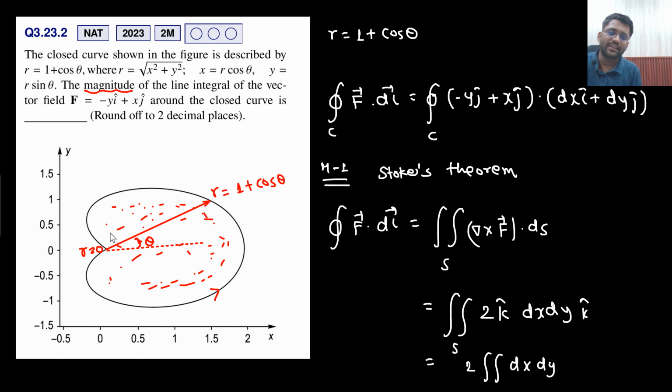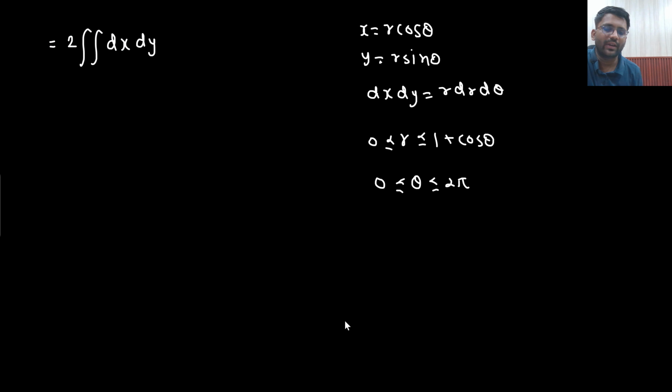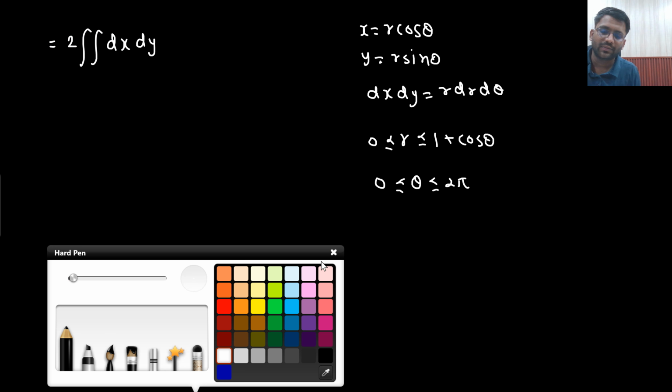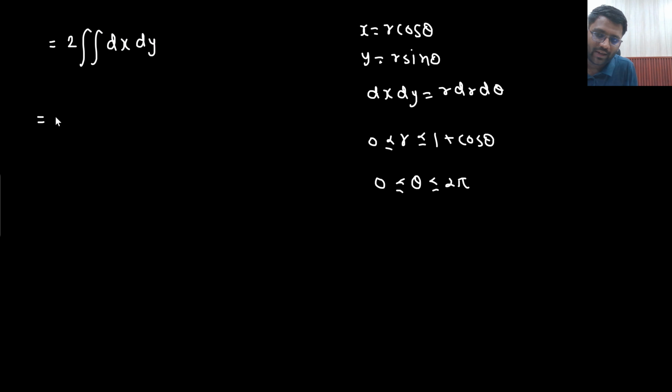But you can notice one thing, sir, whatever I am getting from 0 to pi, the same I will get from pi to 2 pi as well. So how can I break it? I can break it in this way: the other 2 I will take outside, it will become 4 with theta going from 0 to pi. I am not putting 2 pi, theta going from 0 to pi, because 2 already I have taken outside. And r going from 0 to 1 plus cos theta.